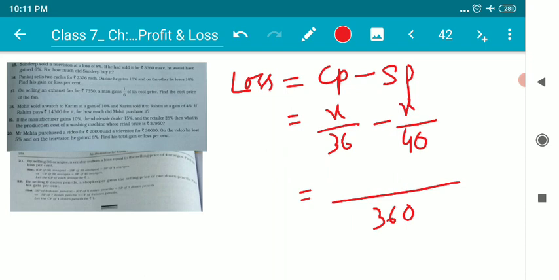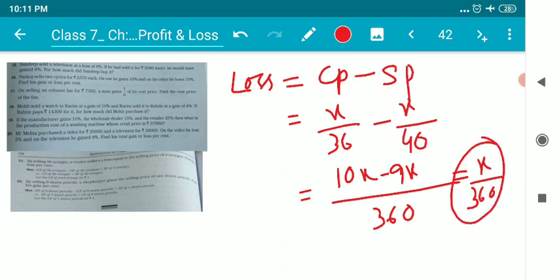Okay. So 360 divided by 36 is 10. 10 into x, 10x. 360 divided by 40 is 9. 9 into x is 9x. So children, I'm having x by 360. This is the amount of loss.